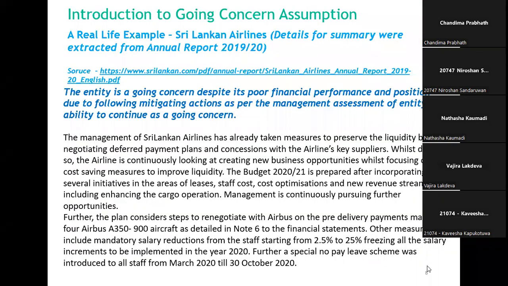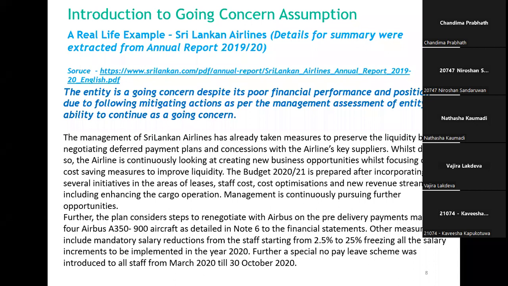Right? So they are focusing on the deferred payments, top line growth, and then the cost reduction. The budget 2021 is prepared after incorporating several initiatives in the areas of leases, staff cost optimization, and new revenue streams, including enhancing the cargo operation. Management is continuously pursuing further opportunities. Now, this you will see events or conditions, then the management assessment of going concern with mitigating factors.